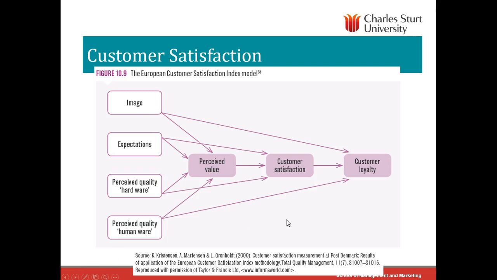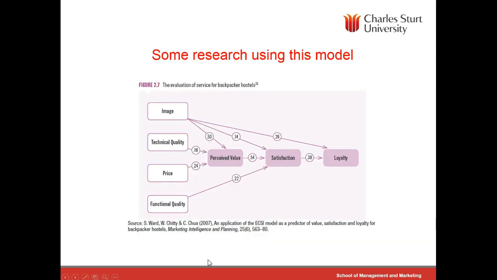The European Customer Satisfaction Index takes a different view. Here this model is looking at customer satisfaction as being driven by value, which then impacts on loyalty. So what influences value? Image or reputation, your expectations, the perceived quality of the hardware, this is often called technical, and the perceived quality of the humanware, which is called functional. Alright, so that all sounds very theoretical. Here's how it works in practice.